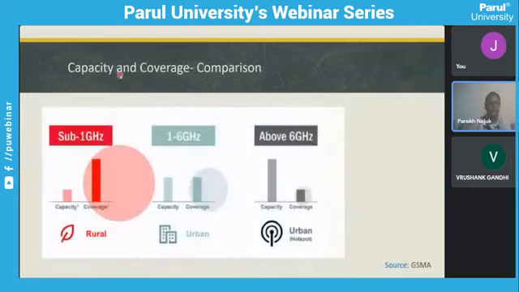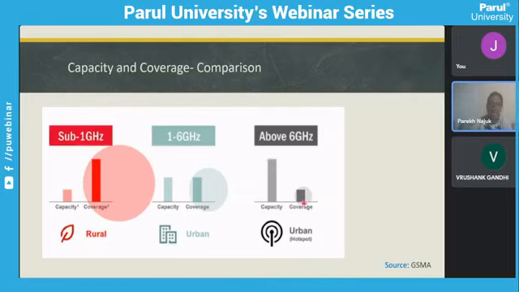Okay. Now this is the capacity and coverage comparison. See how there is a trade-off between capacity and coverage. If you increase the coverage in the rural area, you will have good coverage, but capacity is very low. In urban, where you are living in buildings, both are good: capacity is good as well as coverage. Okay, but that is in 1 to 6 gigahertz. Above 6 gigahertz, you will have very good capacity, and the coverage is very, very low.